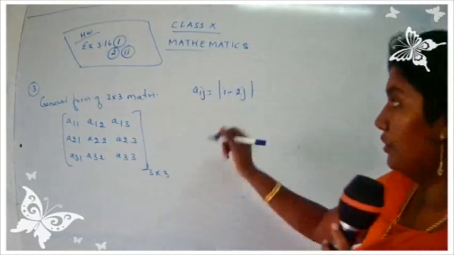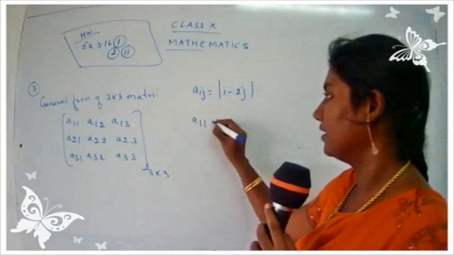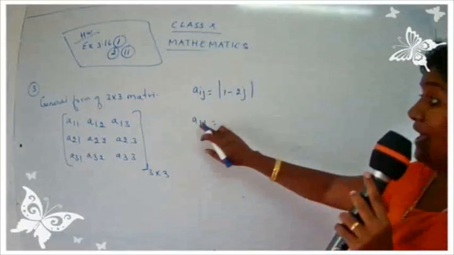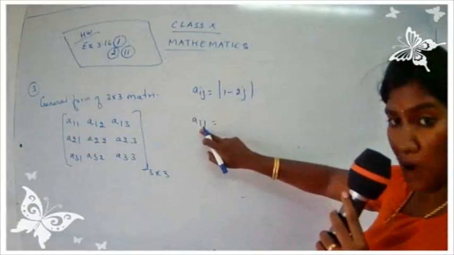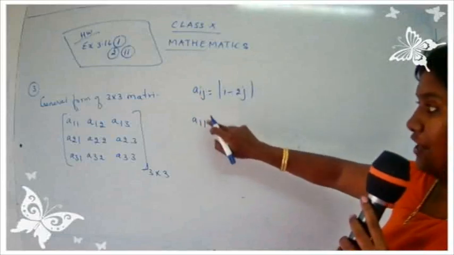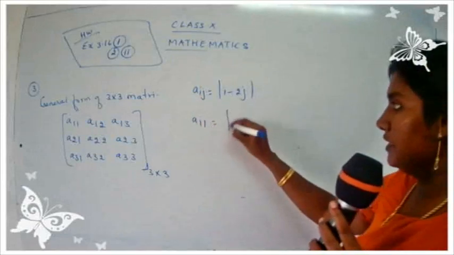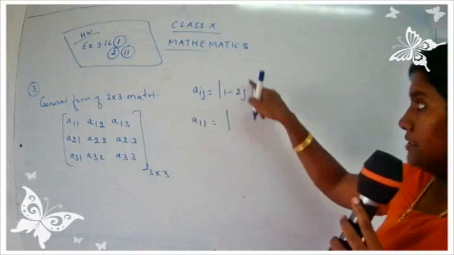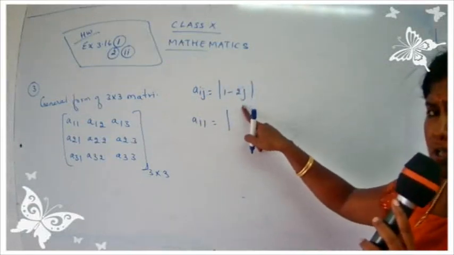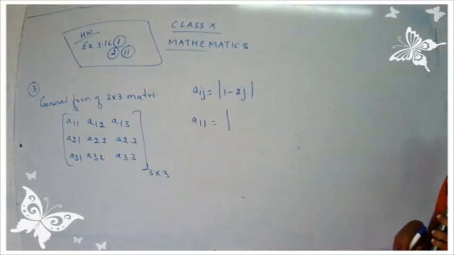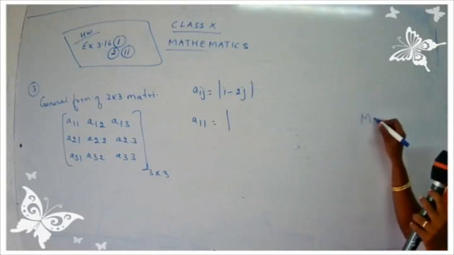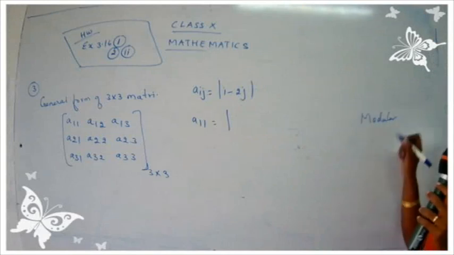So first of all, we are going to find A11. A11 very easy. Wherever you have i, you should put 1. And wherever you have j, you have to put 1. So put here, this is modulus sign. Okay children? We have already used the modulus sign in our previous classes. We have already used the term modulus. I'll tell you what is the meaning of that.